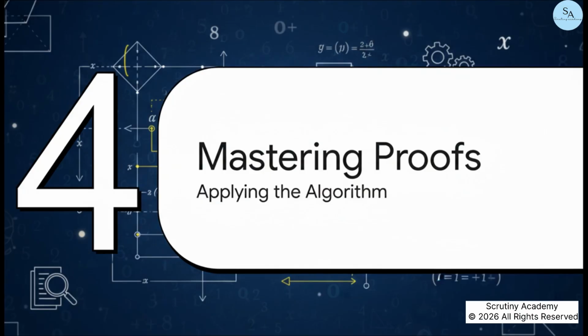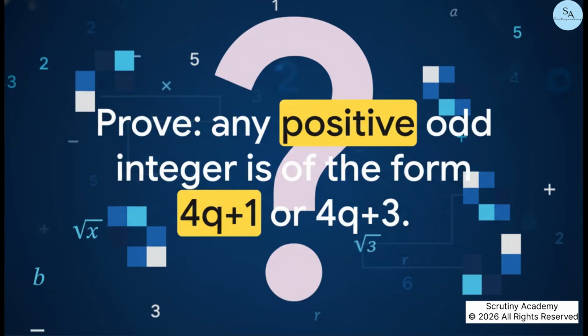Okay, time to level up. Finding the HCF is one thing, but the division algorithm is also your secret weapon for those more abstract proof-based questions, the ones where you have to prove that something is always true for certain types of numbers. Let's tackle one together. Here's a classic exam question. Show that any positive odd integer must be of the form 4q plus 1 or 4q plus 3.